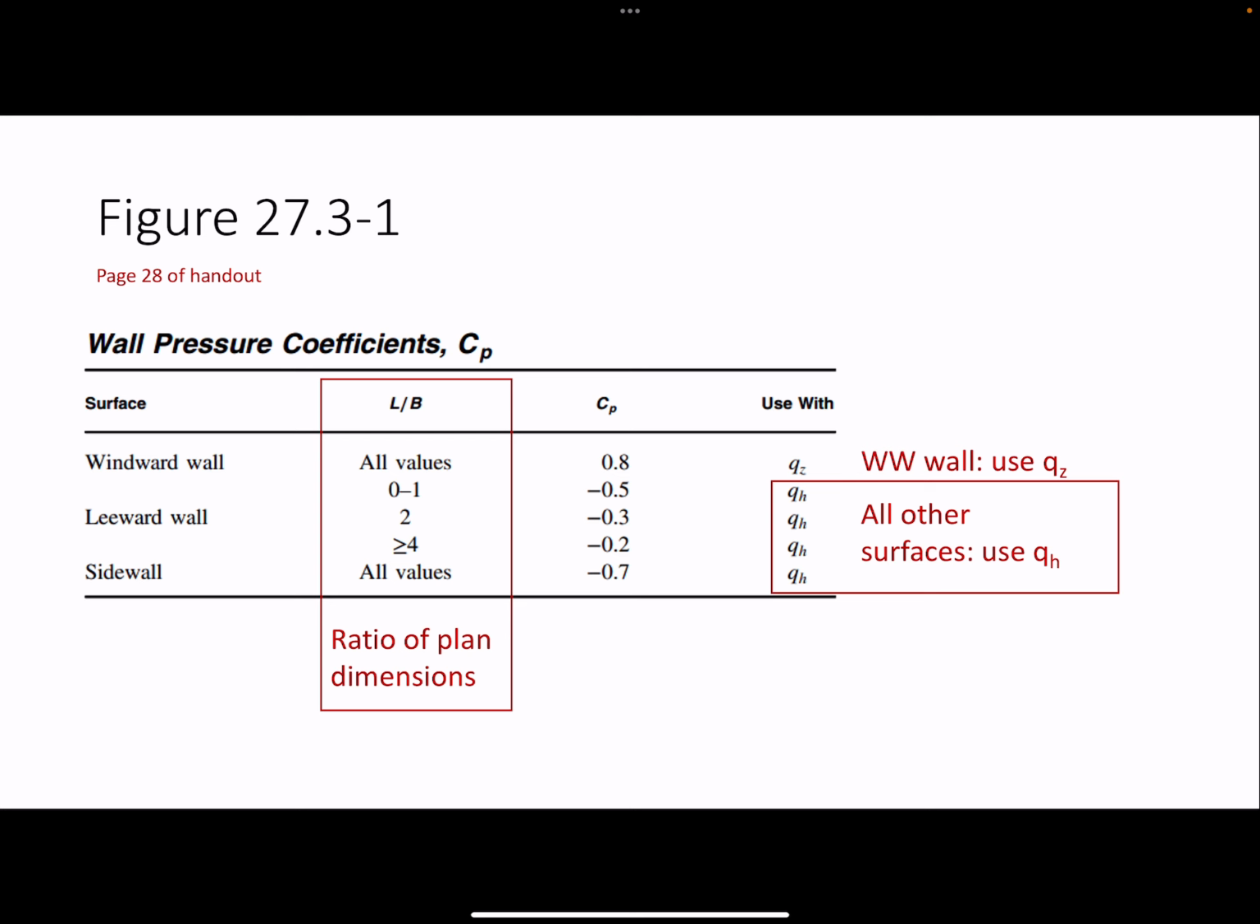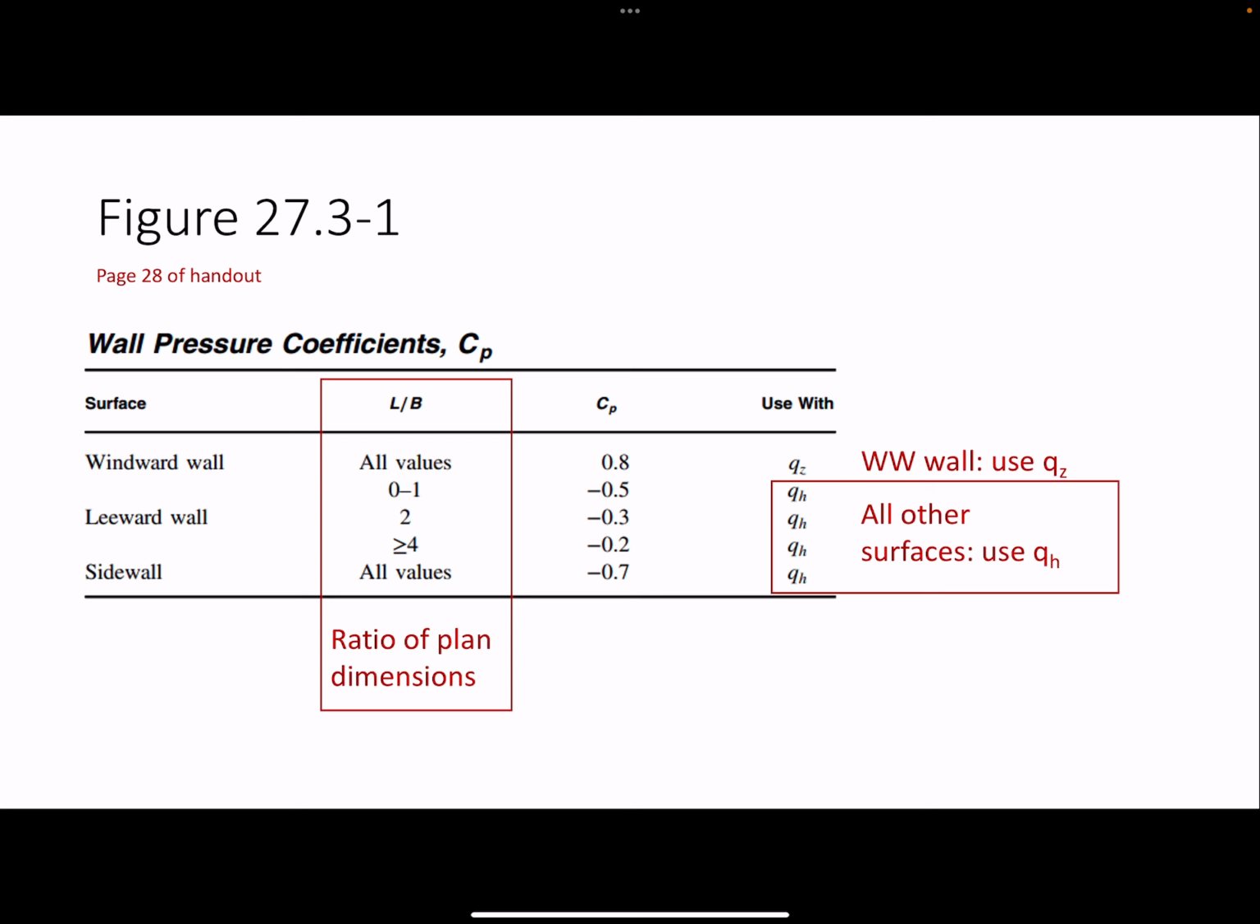L is always the dimension of the building that is parallel to the wind direction, and B is always the dimension of the building that is perpendicular to the wind direction. So you're going to have potentially two different coefficients to apply to your building when you consider two different wind directions, right? So you have one value for your windward, well, first for the leeward wall, that is, right?